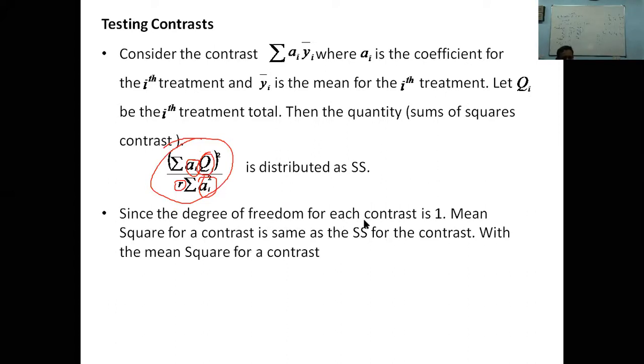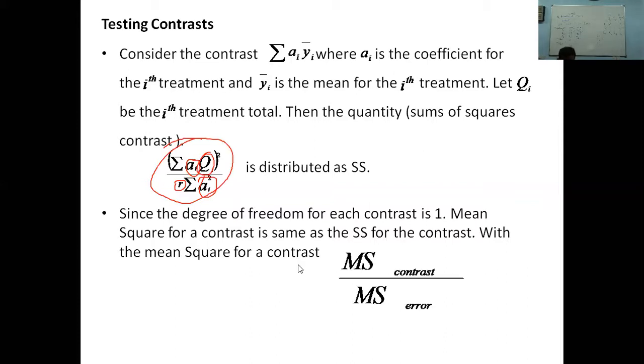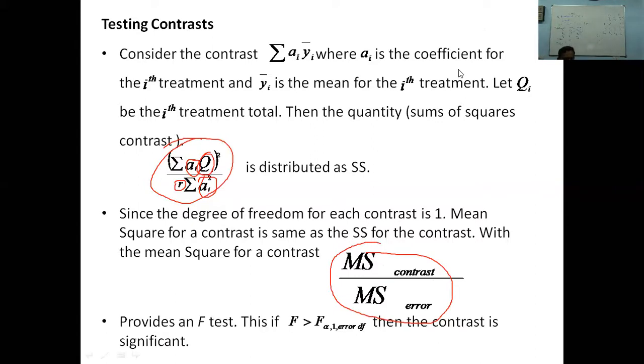Since the degrees of freedom for each contrast is 1, the mean square for contrast is the same as the sums of square of contrast, as I pointed out earlier. The contrast can be tested as mean square of contrast divided by mean square of error. So we always do the F-test using mean square of contrast divided by mean square of error. If the F calculated value is greater than the table value, then the contrast is significant. That is how we make the decision.